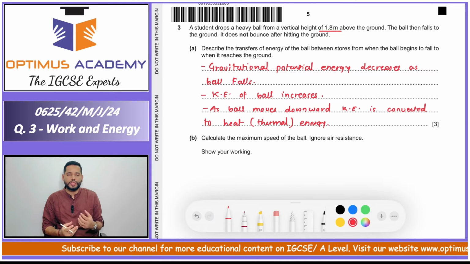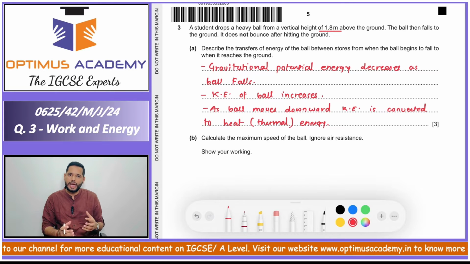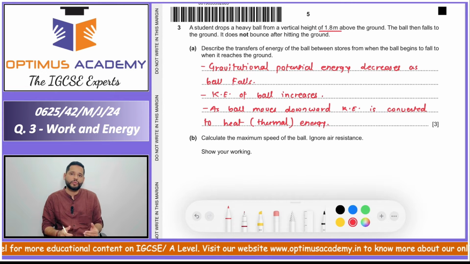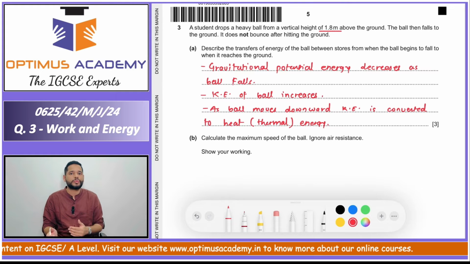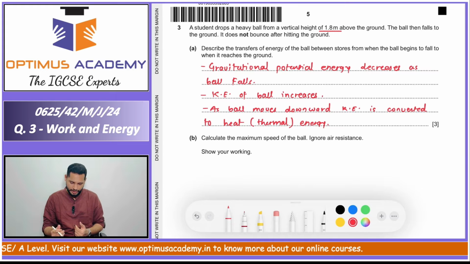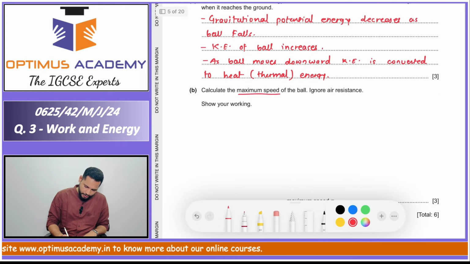Why so? Because when the ball is moving downward, it is going to experience air resistance, and some work needs to be done against air resistance. So kinetic energy is going to be eventually converted into thermal energy. The next question says, calculate the maximum speed of the ball, ignore the air resistance.